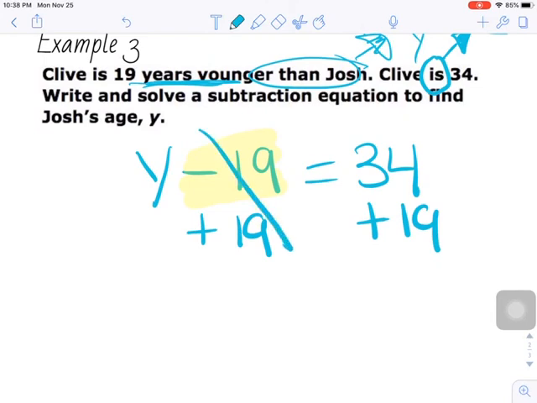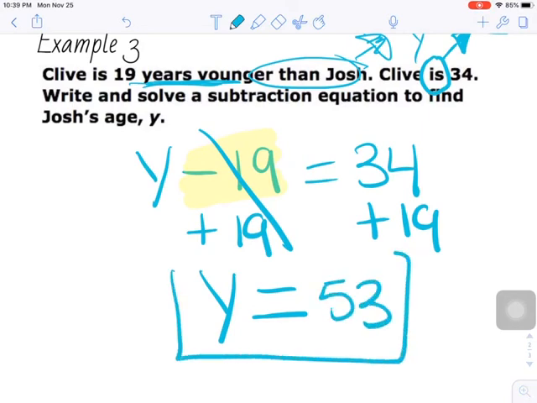These 19s cancel out, and I have y by itself, which is what I want to isolate. I want to be able to solve for what y is. And now I have 34 plus 19, which is 53. So that means that Josh is 53 years old.